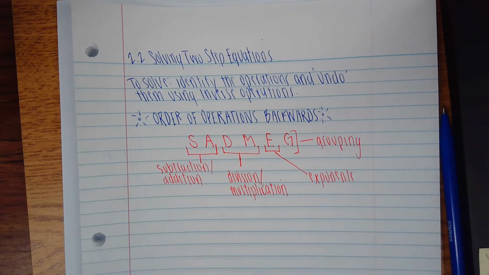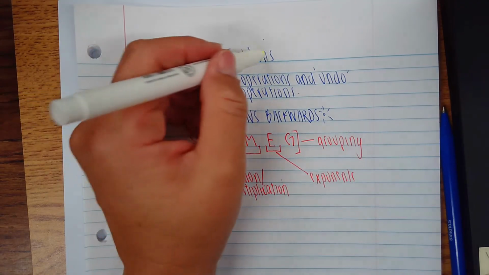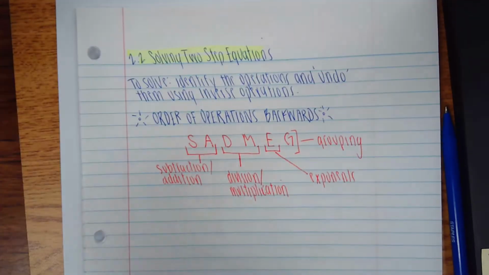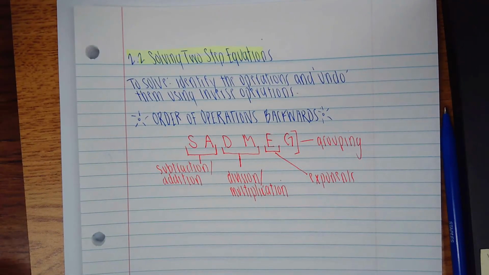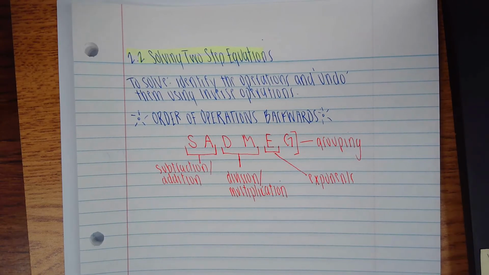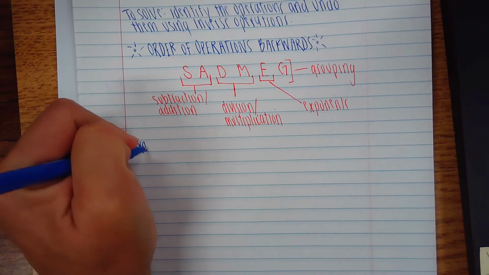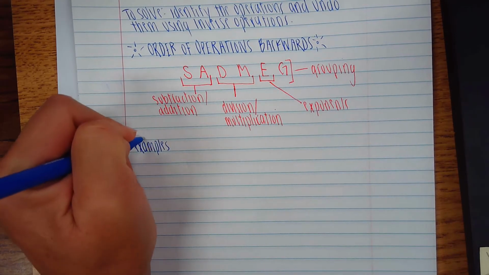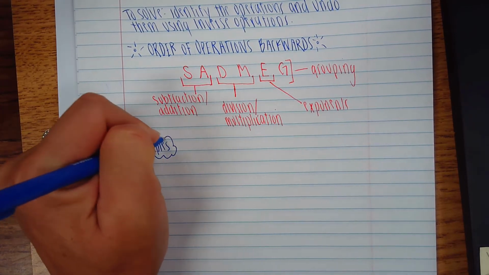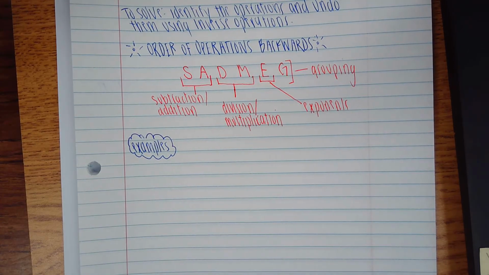Oops, I keep forgetting to highlight my titles. These are just things I do. You do not have to do them. But solving two-step equations. Okay, so let's do some examples. And we'll just do a couple, and then we'll do a couple more in class.